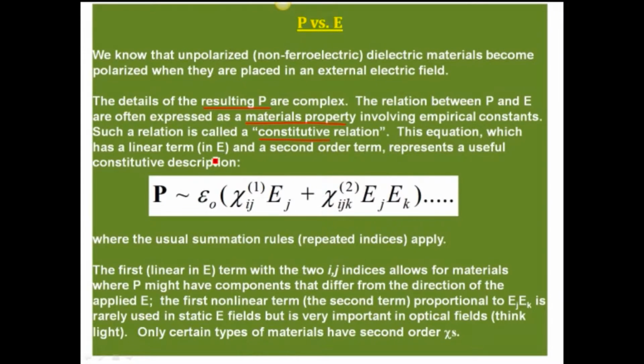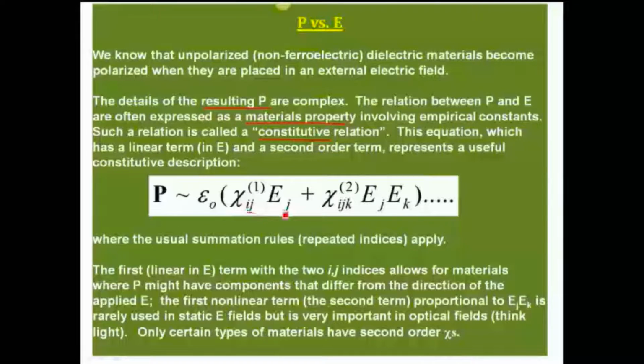This equation here, which has a linear term in E and a second order term in E, represents a useful constitutive description. Because of the nature of materials, it is sometimes necessary to use a second order and third order tensor in order for this to work. Remember that if you have a repeated index, you sum over that index.